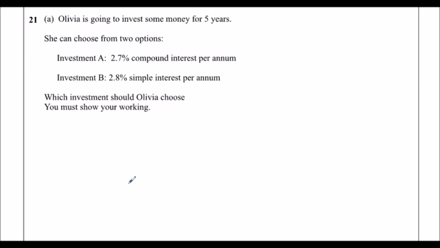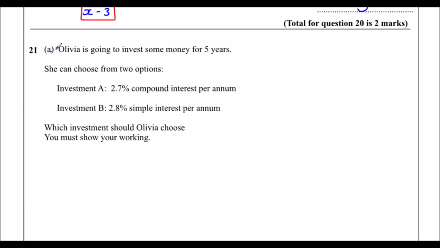Question 21. It says 21A, just means 21. Olivia is going to invest some money for 5 years. She can choose from 2 options. Investment A, which gives 2.7% compound interest per year, or investment B, which is 2.8% simple interest per year. Which investment should she choose?